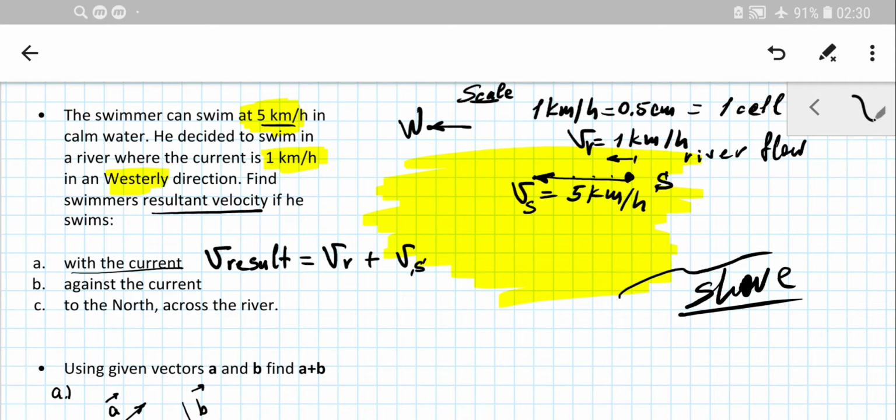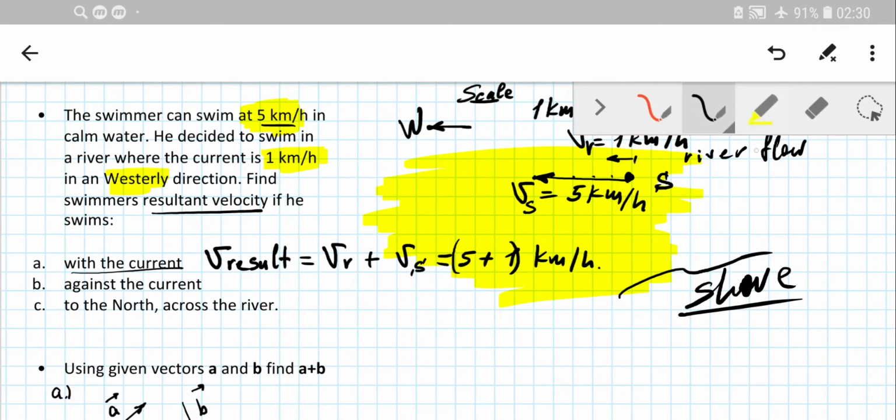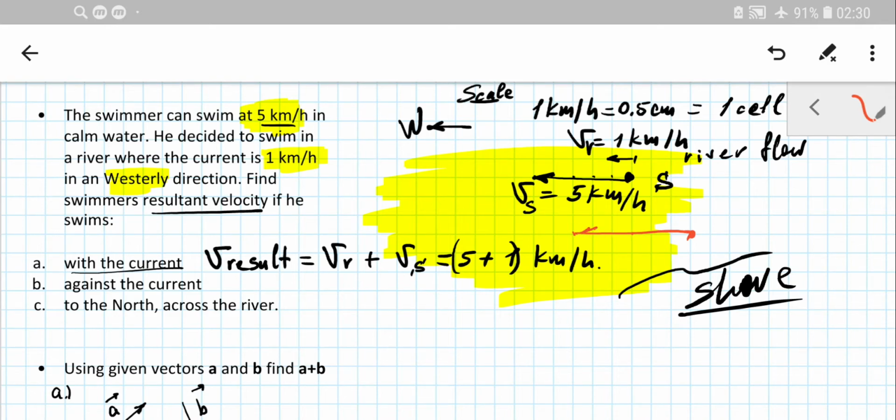Actually, the observer can see the swimmer moving faster. And actually, 5 plus 1 km. So if we need to depict the resultant vector, it is going to take 6 cells in a row. So the resultant vector is simply 3 and 3. So it's here. That's the resultant vector for case A, a total or resultant velocity, which is 6 km per hour. Okay, so let's go next.